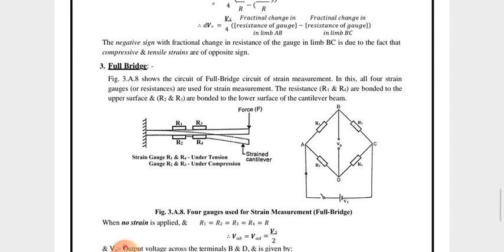In the full bridge circuit of strain measurement, all four strain gauges are used. R1 and R3 are bonded to the upper surface and R2 and R4 are bonded to the lower surface of the cantilever beam. So R1 and R3 will be in tension, and R2 and R4 will be in compression.